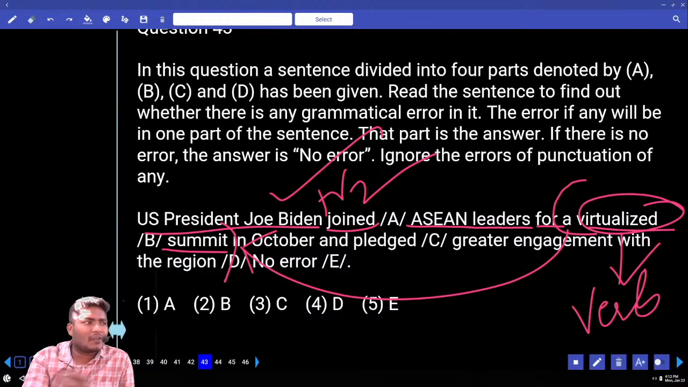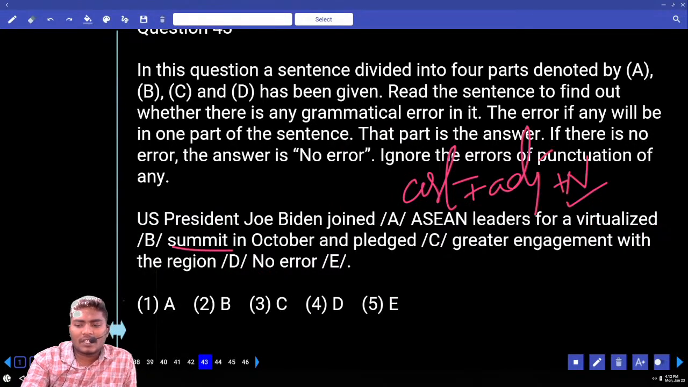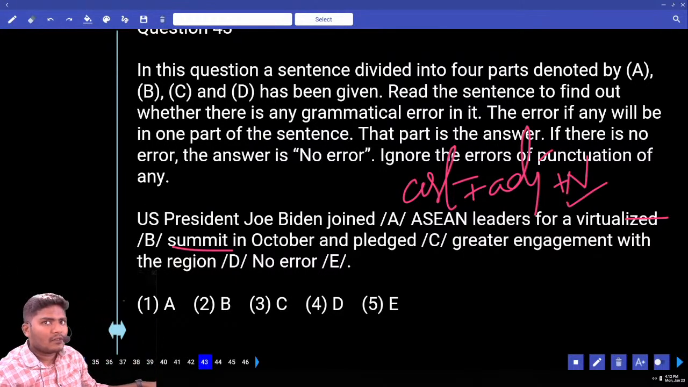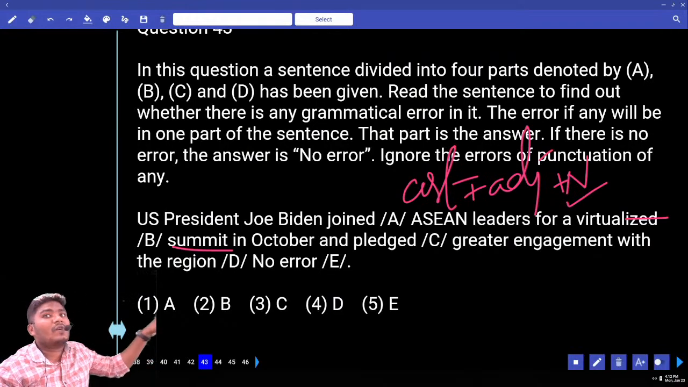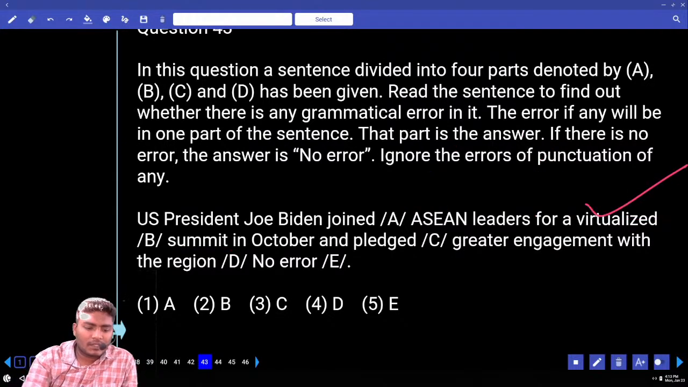What is the word that we need here? Which part of speech do we need in this blank? An adjective is needed. Why an adjective? We have the article A and we have a noun after that, and in the blank we need only an adjective. Now what is the adjective? Virtual. What type of class is this? Virtual class. What is the point? So virtual is the adjective, not virtualized. So the error comes with the second part.